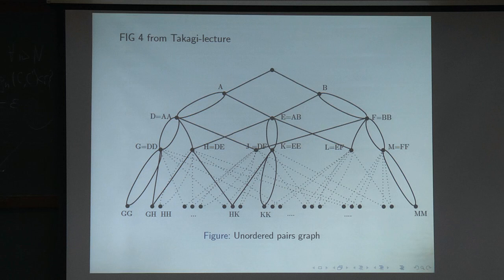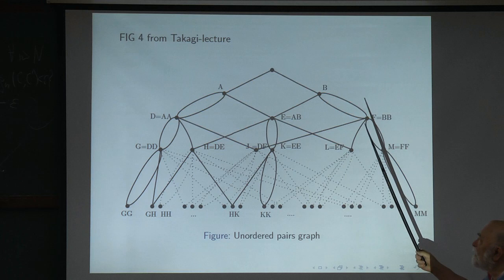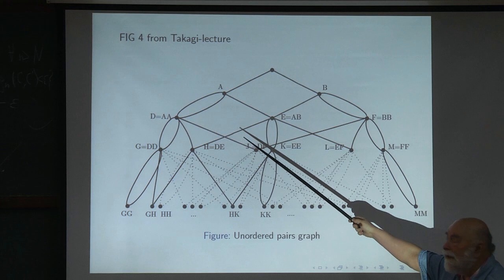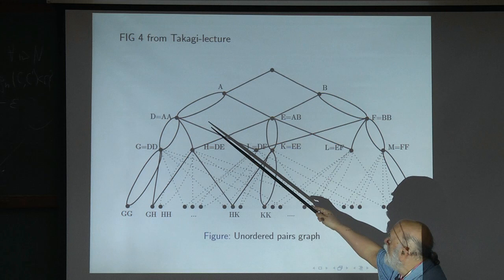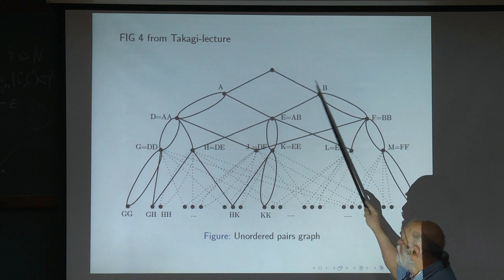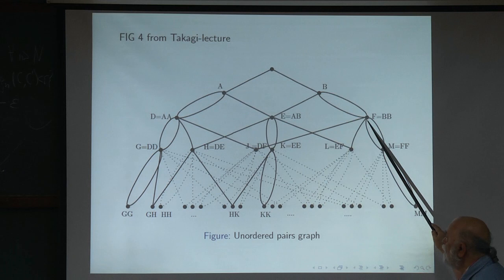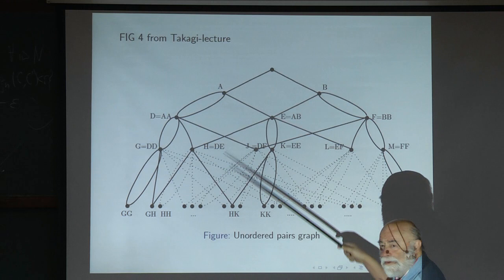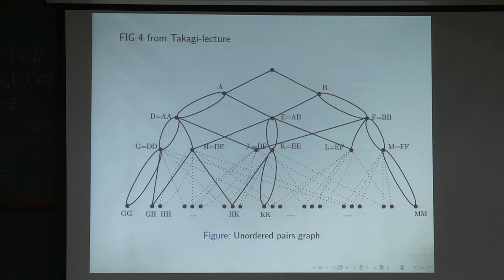this is an example of a non-standard graph. I mentioned, somebody asked me maybe 2 days before. So this is a graph of unordered pairs. You have two vertices, then on the next level all vertices are pairs of vertices of the previous one. Here you have AA, here AB, here AB. Now the next, you have this DD and so on.